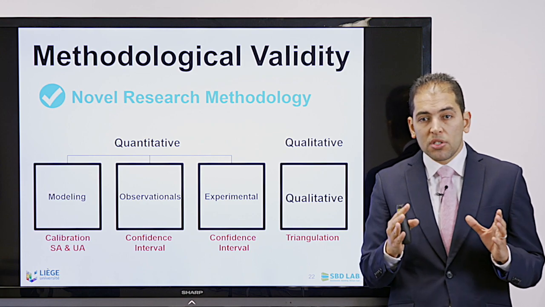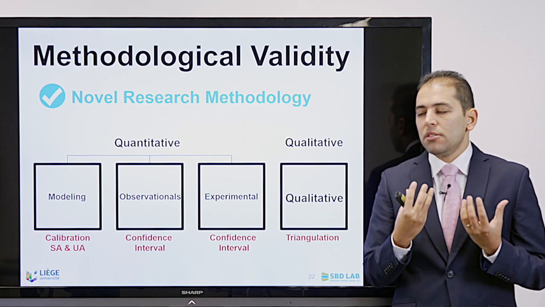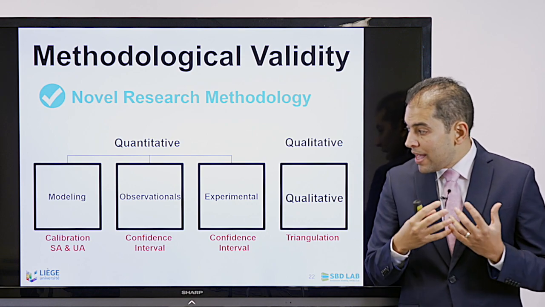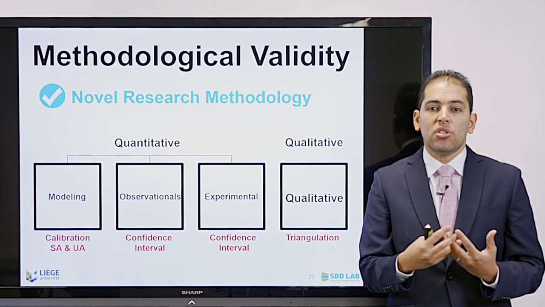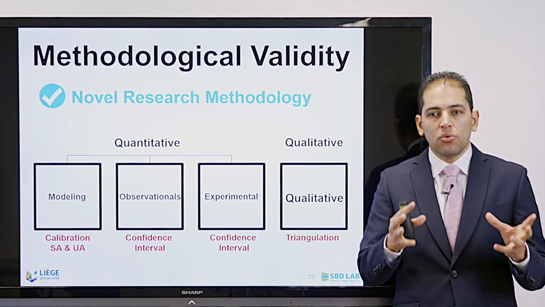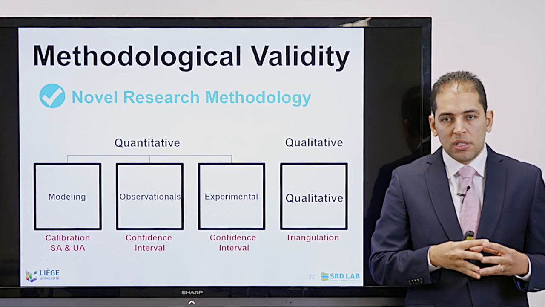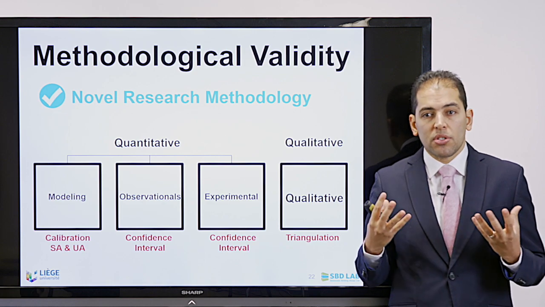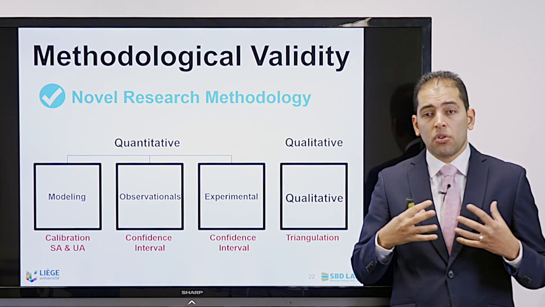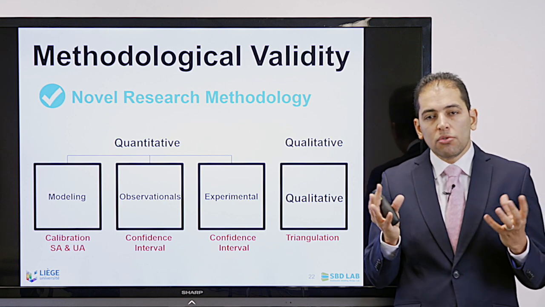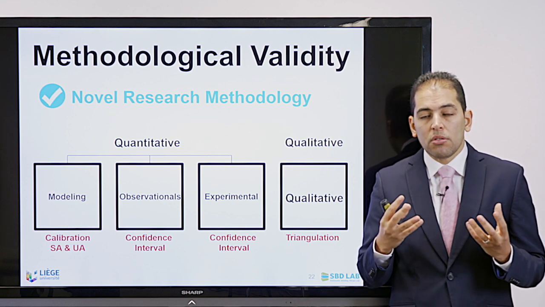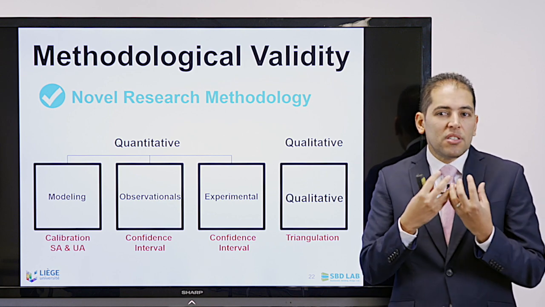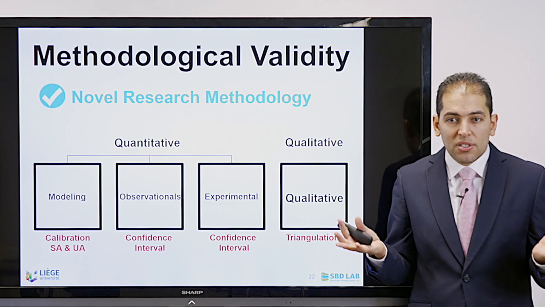If you do modeling research, you need to show that you validated your work through calibration, if possible, data quality assurance, and through sensitivity analysis and uncertainty analysis. This is the best way to do validation of this research approach, the modeling. If you're doing observational research, which is mainly statistical data collection on a large scale, then the only way to show that your research methodology is validated is to show how you calculated the confidence interval. Confidence interval is the way to validate observational research.